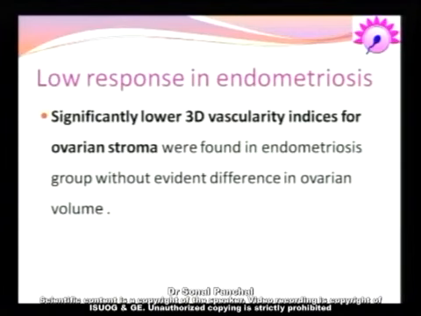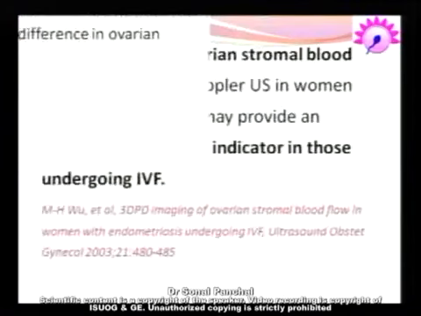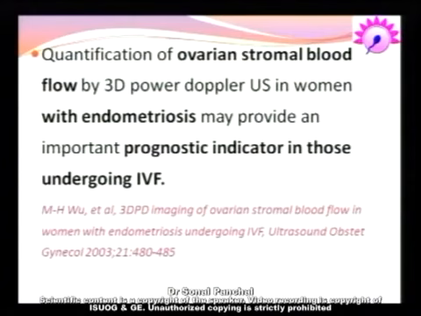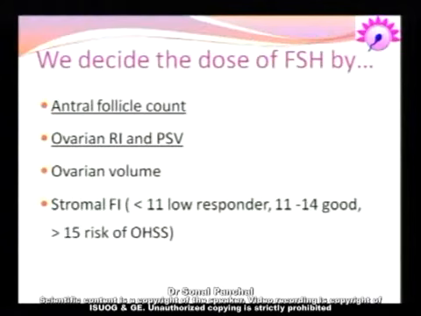Whereas patients who have endometriosis have significantly lower vascularity in the stroma. And how much vascularity there is in the stroma, even in endometriotic patients, would help you decide what the prognosis could be, what the outcome of the IVF cycle could be. Thus, it's really important to look at the stromal flow on your baseline scans to decide your stimulation protocol.